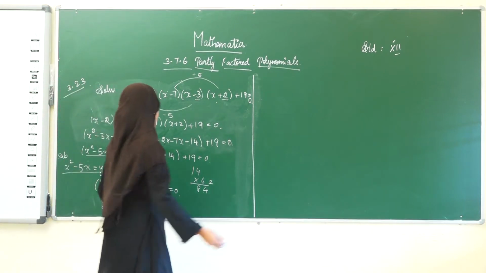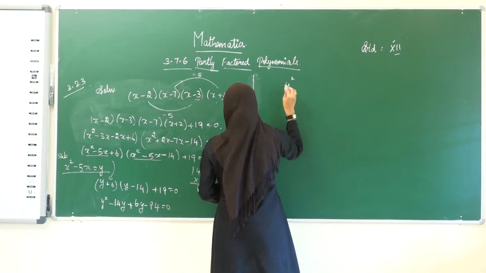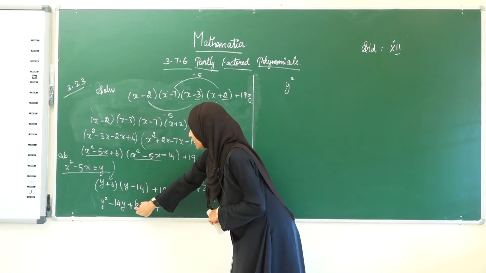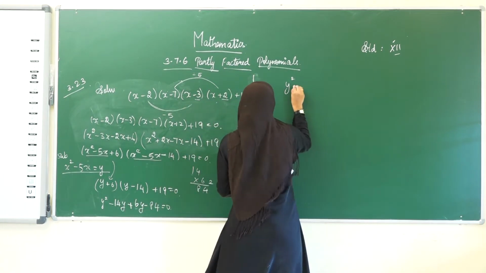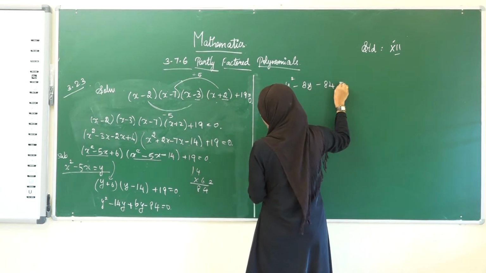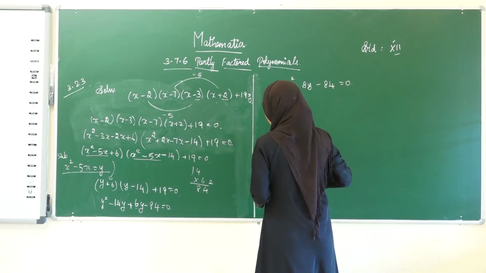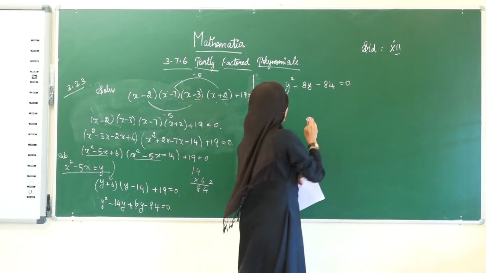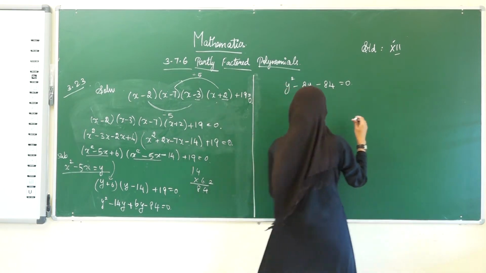So what is the equation we got? y² plus 14 minus 6, it becomes 8. So y² − 8y − 84 + 19... equal to 0. Now we are going to solve this quadratic equation.